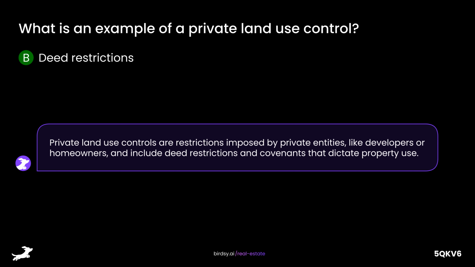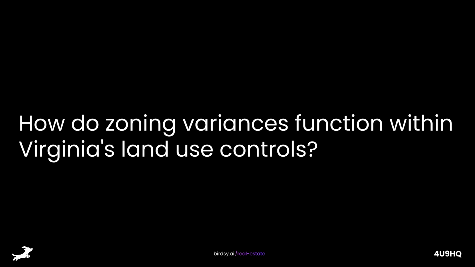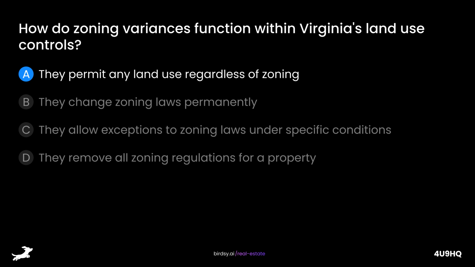Private land use controls are restrictions imposed by private entities like developers or homeowners and include deed restrictions and covenants that dictate property use. How do zoning variances function within Virginia's land use controls? Is it A, they permit any land use regardless of zoning? B, they change zoning laws permanently? C, they allow exceptions to zoning laws under specific conditions? Or D, they remove all zoning regulations for a property? The answer is C, they allow exceptions to zoning laws under specific conditions.